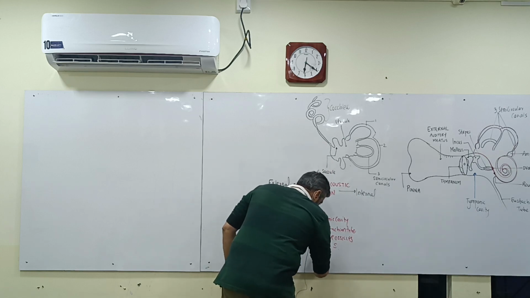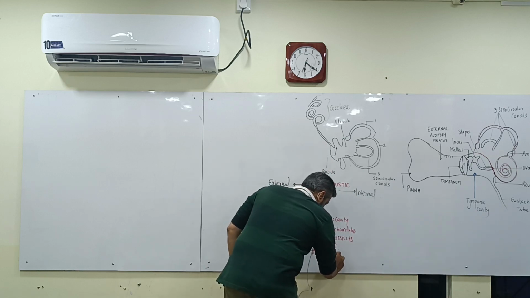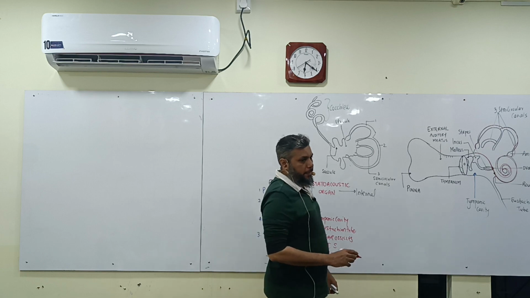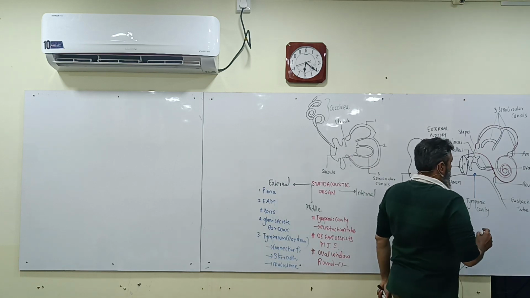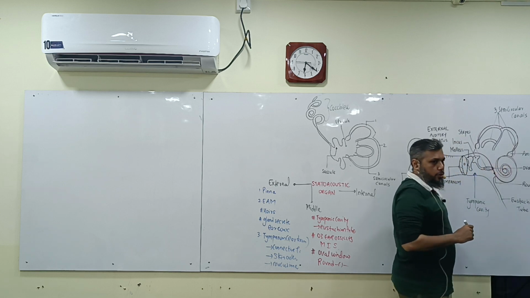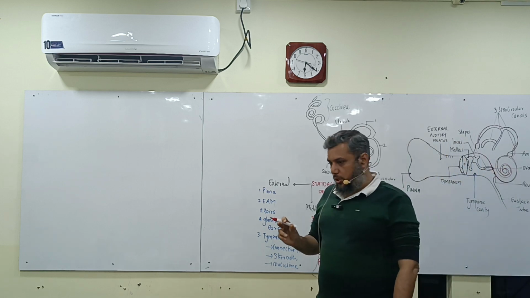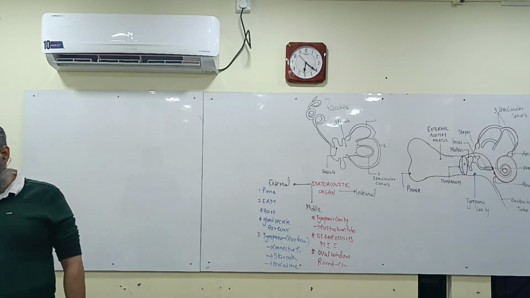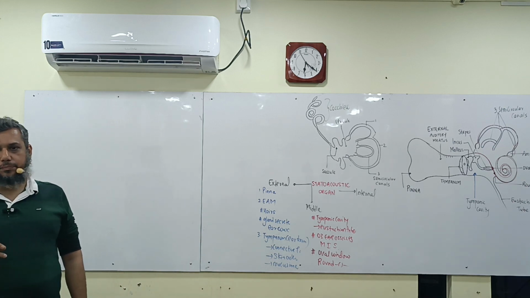What is the window called? Round window. So you have how many windows? Two windows, oval window and round window. The oval window is called fenestra ovalis, and the round window is called fenestra rotunda. Fenestra ovalis and the fenestra rotunda.